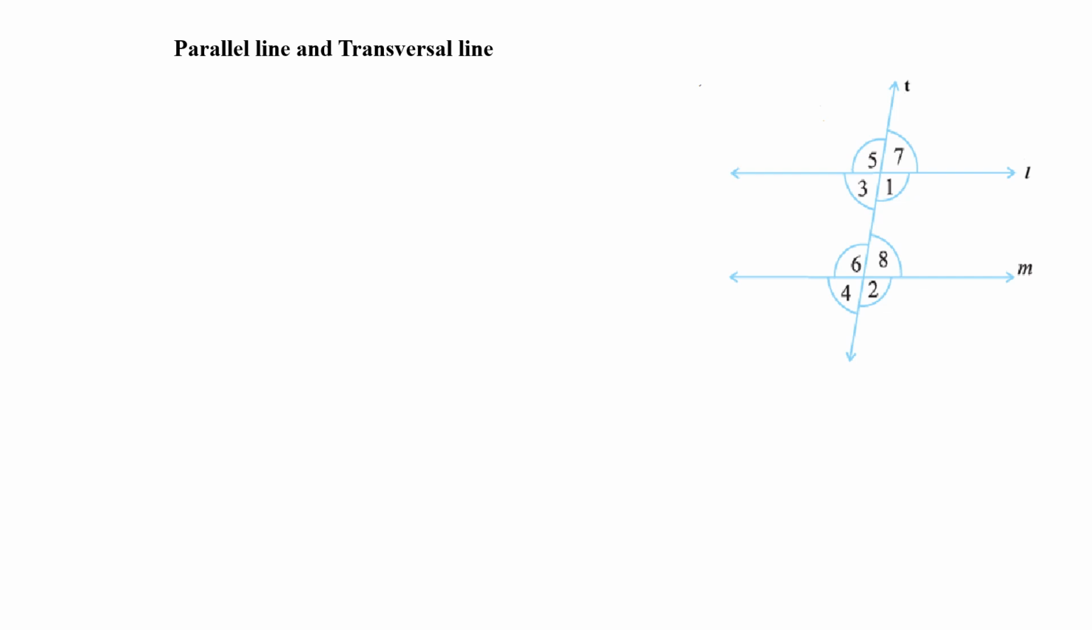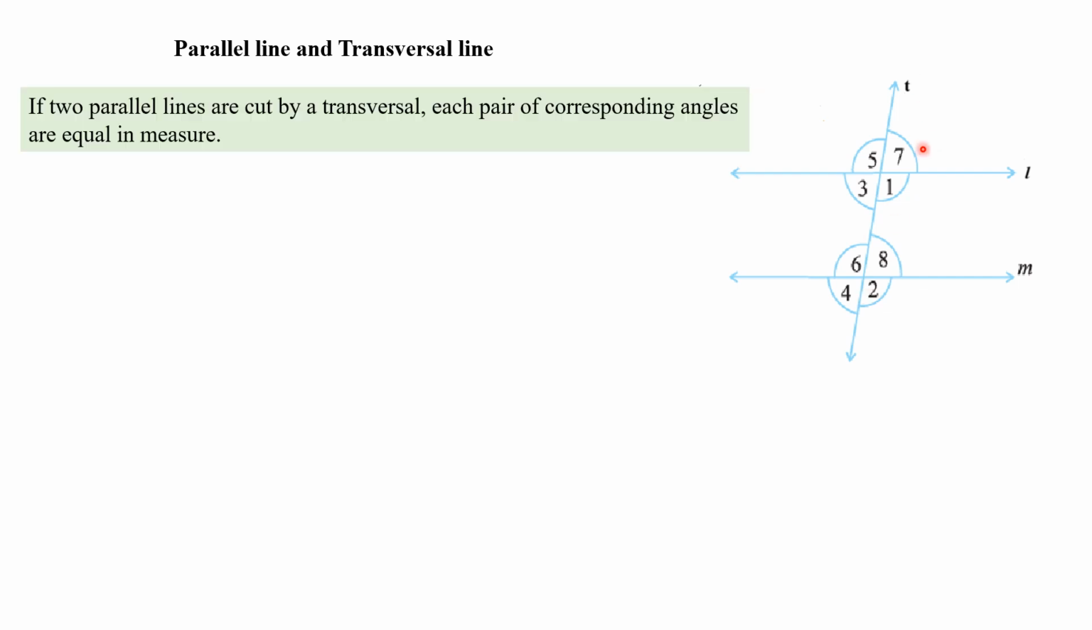So parallel line and transversal line. Now if you see the figure which is given over here, L and M are parallel lines. And these two parallel lines are cut by a transversal line which is T. So we have already studied in grade 7 that when two parallel lines are cut by a transversal, then each pair of corresponding angles will be equal in measure. Now here, what are the corresponding angles?